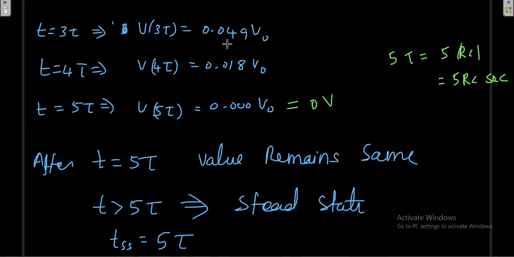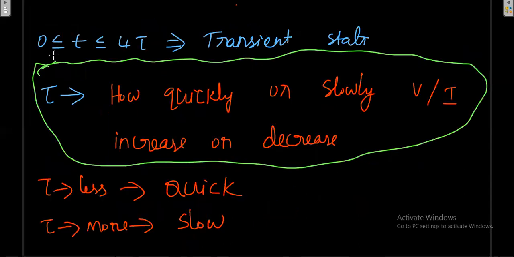Then what is the rest of the state? Less than 5 tau, from 0 to 4 tau, we will call it a transient state, because here the voltage is varying. When the voltage is varying, current will vary. So this state we call a transient state.